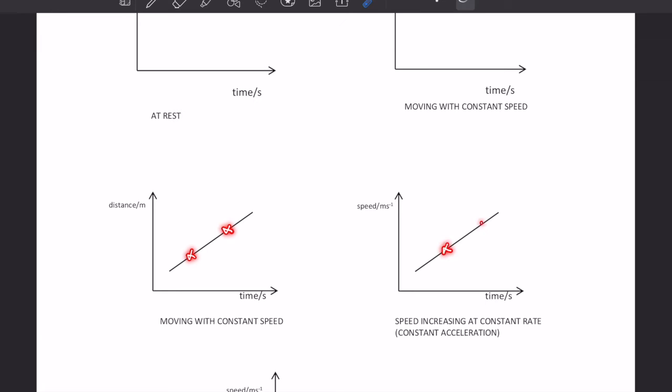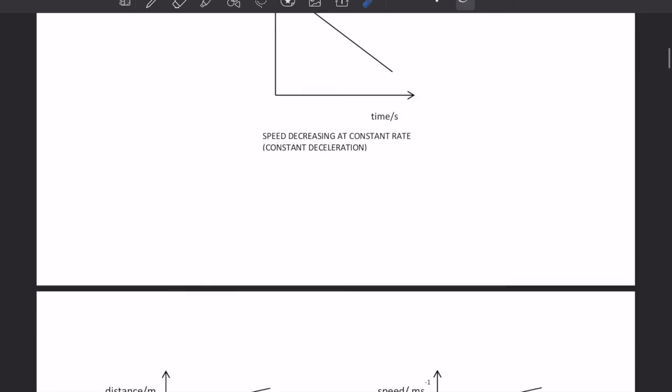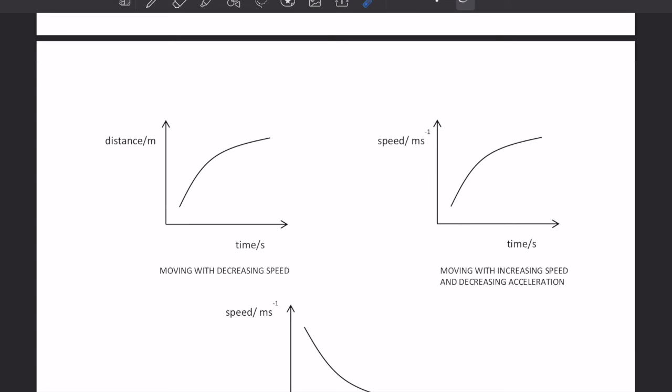And this one's moving with increasing speed and constant acceleration. In this particular graph, it's moving with decreasing speed. Since it's a straight line, it must be a constant deceleration. It's a distance time graph. The distance is increasing. The slope is decreasing, so speed must be decreasing.